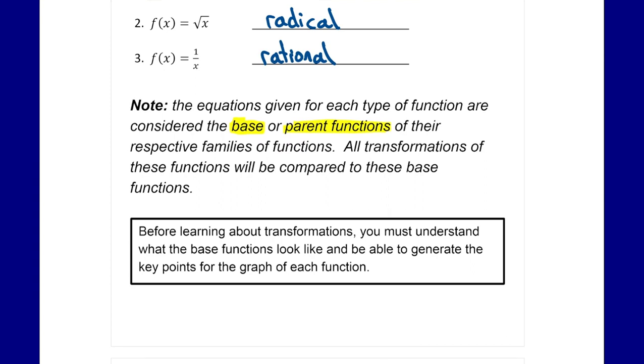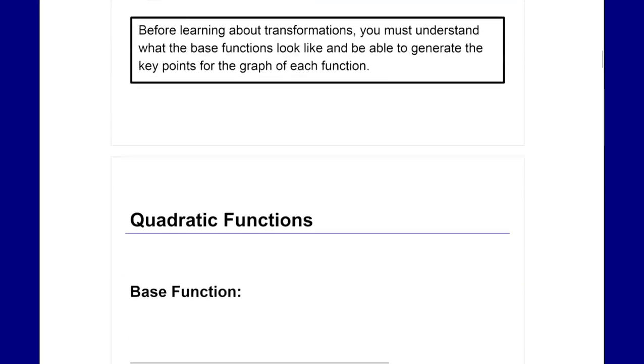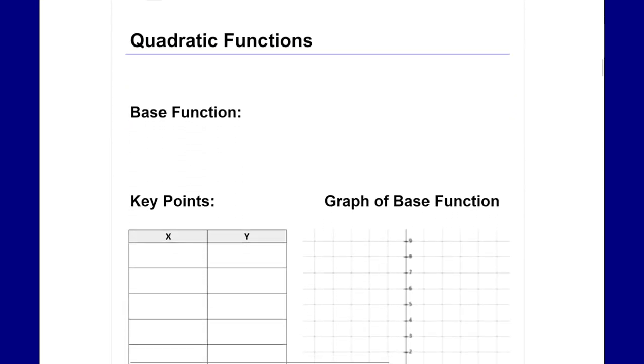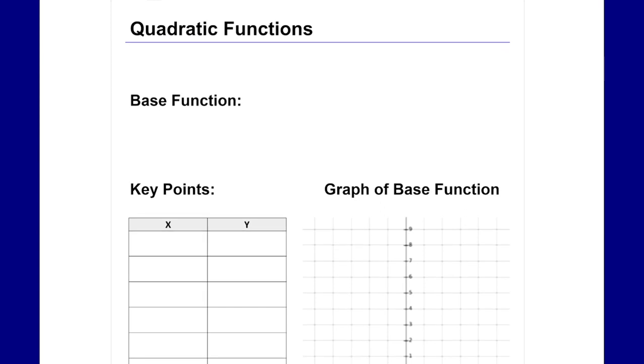Now, before we learn about what transformations are or how they apply, we want to make sure we know what the base functions look like. If we're going to be changing something, we need to know what it looks like originally. Right? So if we don't know what it looks like originally, we're not really going to be able to understand how we change it. So that's what we're going to look at first. We're going to look at the different functions, and we're going to look at just what the base functions of each type look like.